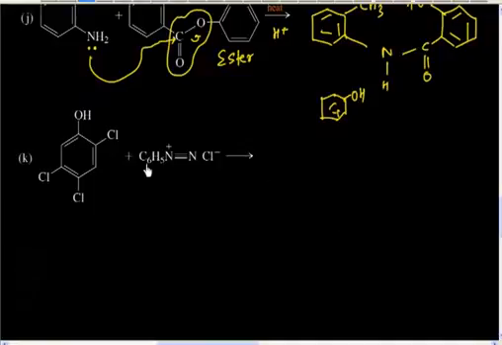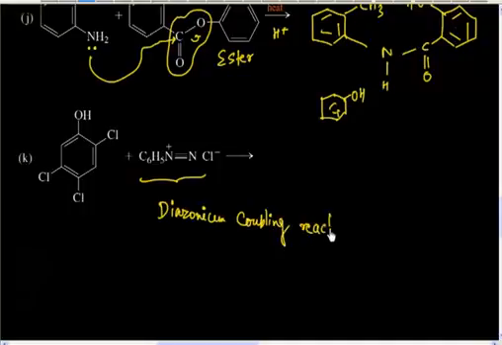Now the next one is something called diazonium coupling. So this is a diazonium ion, diazonium chloride you can say. So this is a diazonium coupling reaction. Now what will happen? This OH group on the ring is an activator, and this will act as an electrophile. So I have to attack this electrophile either at ortho position, para position is already blocked.